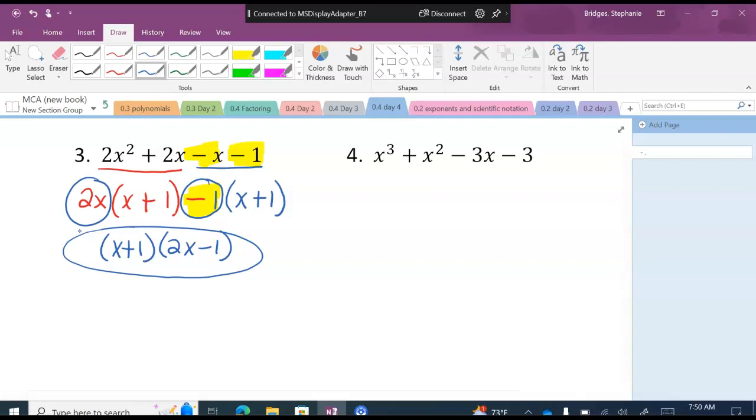So try 4. Okay. Same process, because that second sign is a minus. So when you pull out what's in common, it has to be a negative. And then when you have the leftovers, make sure you change the signs of what's in common.